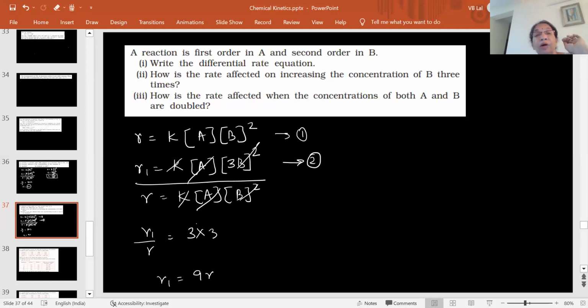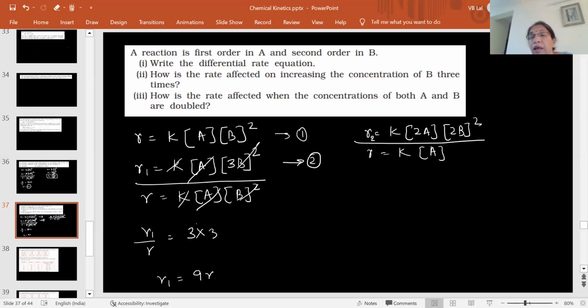Okay. How will the rate be affected when concentration of both A and B are doubled? So if both A and B are doubled, what will be the rate now? R2 will be K (2A) raised to 1 and (2B) raised to 2. So how will I find out? This is R2, so I divide by R, K [A] [B].